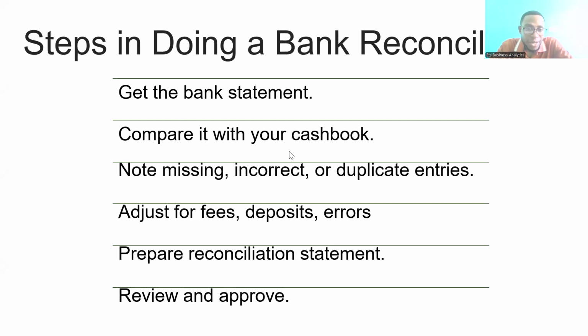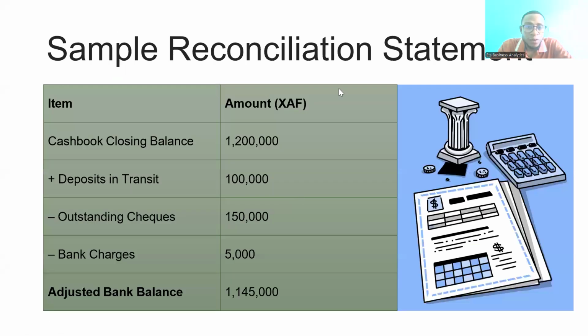You compare it with your cash book, looking for the missing, incorrect, or duplicate entries, and then you adjust for fees, deposits, and errors at your end. And if it's an error from the bank, you can go to the bank for correction, okay? And then you prepare the reconciliation statement, and you review and approve it. Maybe the chief accountant has to sign, or the chief finance officer in the organization. All right, so very important.